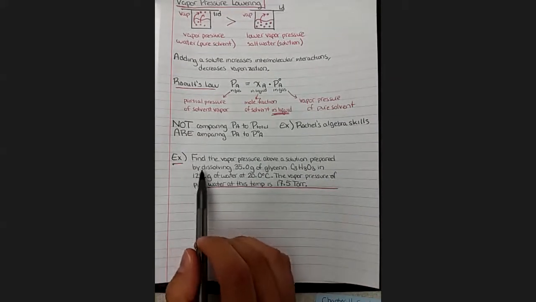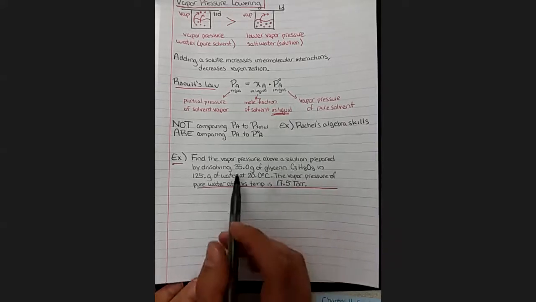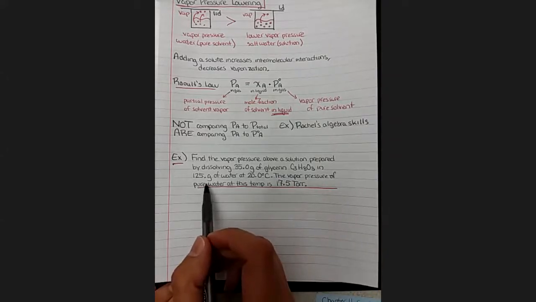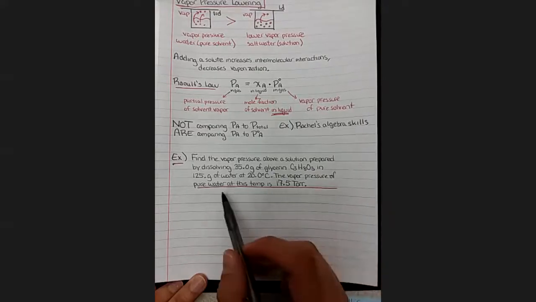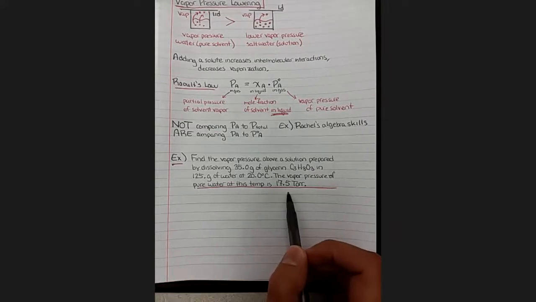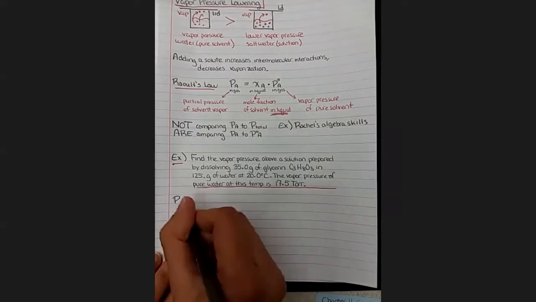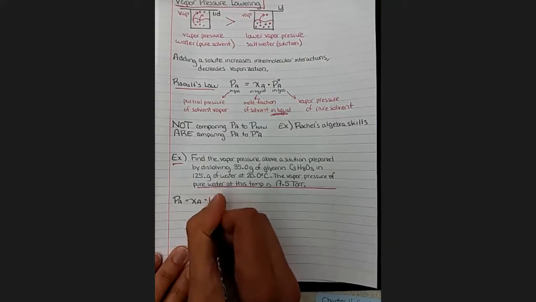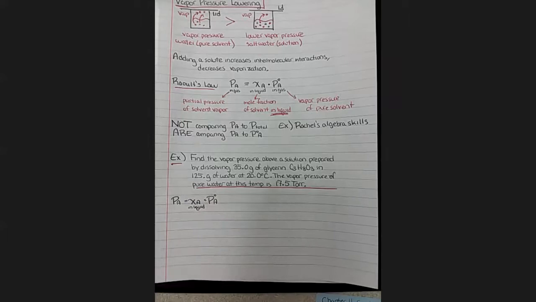So this example says, find the vapor pressure above a solution, which was prepared by dissolving 35 grams of glycerin with this formula and 125 grams of water at this temperature. The vapor pressure of pure water is 17.5. So we know we're going to need Raoult's law. So let's just put that here. And I always include in liquid over here because I always forget to use it.